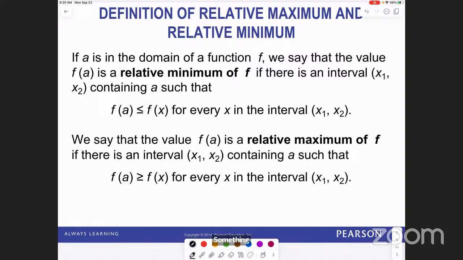Yeah. So again, we're saying that it's a relative min if it's less than all nearby y values. We say that f of a is a relative max of f if there is an open interval from x1 to x2 containing a such that f of a is larger than all nearby y values for every x in the interval from x1 to x2, right? So relative min, that f of a is less than all nearby y values. Relative max, that f of a is larger than all nearby y values, okay?